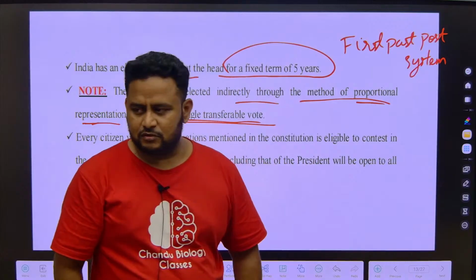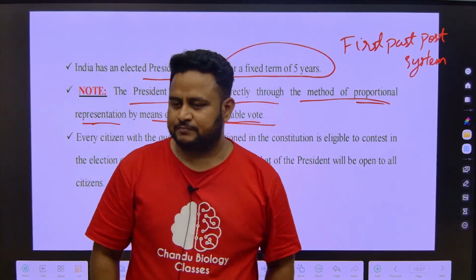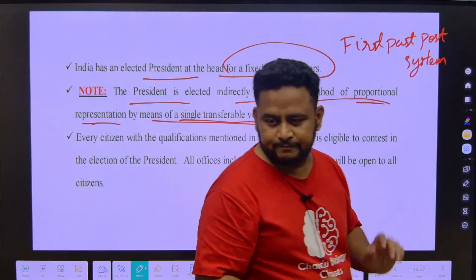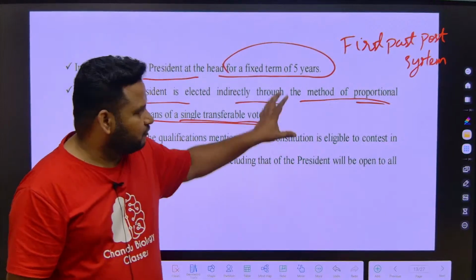So first we go, that post is there, no? First past the post system. That is, we vote and we go. First past the post system. Got it? What is the election that will take place?